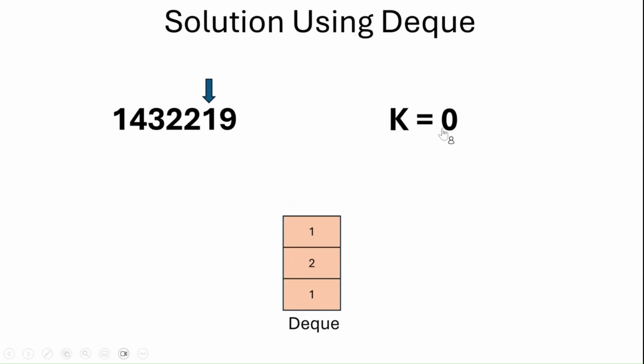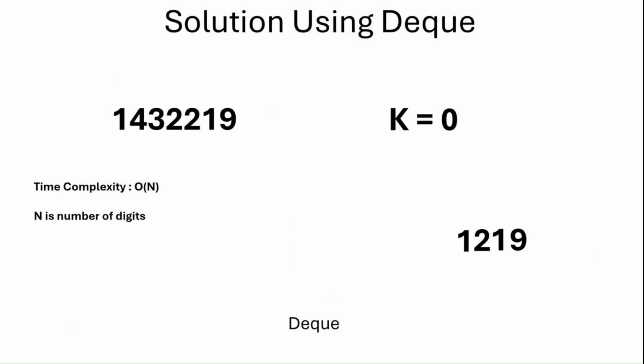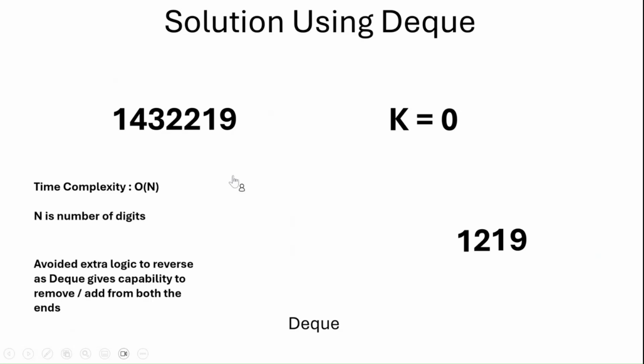And decrement the k to 0. If here the k were still greater than 0, then we would have removed this 2 as well. Right? But k is equal to 0, so we are not removing this 2. Push the 9 at the end. Now Deque allows us to remove the elements from the beginning. So if you remove from the front, 1, 2, 1, 9. You can see we got the output. The time complexity for this solution is also O of n, because we are passing the input only till the number of digits. And we avoided the extra logic to reverse, as Deque gives the capability to remove or add from both the ends. So we understood the solution using Deque.